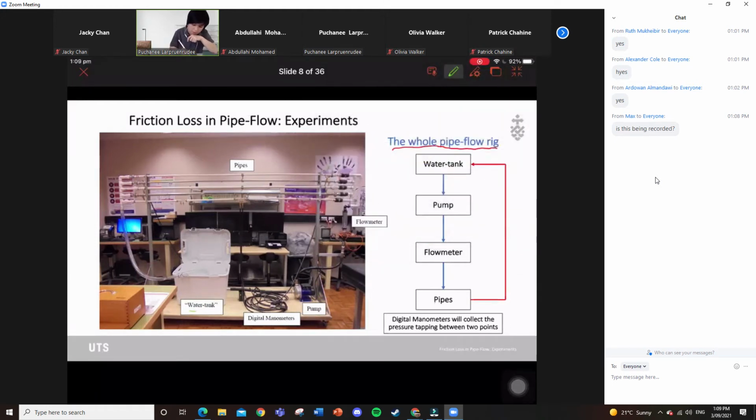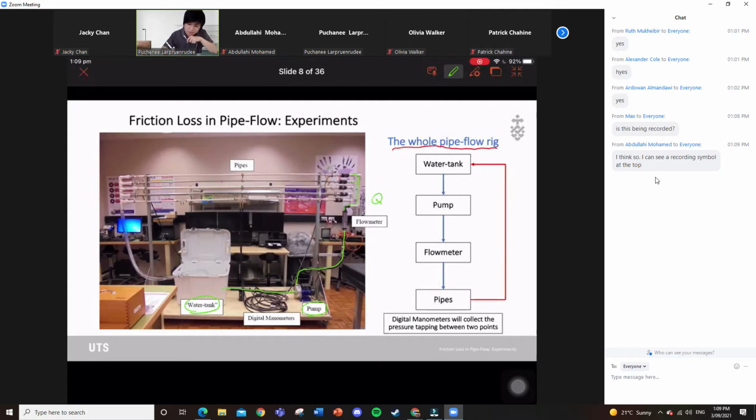We have the water tank here. When we turn on the pump, the water in the tank will go to the pump, and then from the pump, the water will go to the flow meter. For the flow meter, you will get the flow rate from here. And then it will go to the pipe.